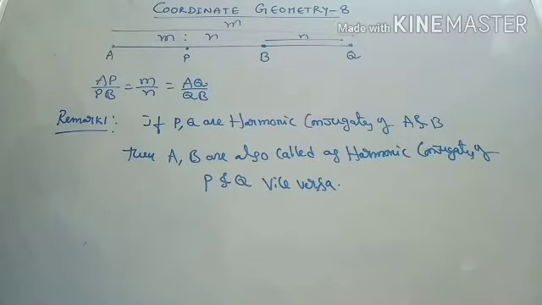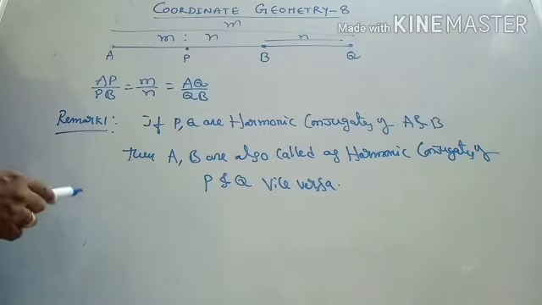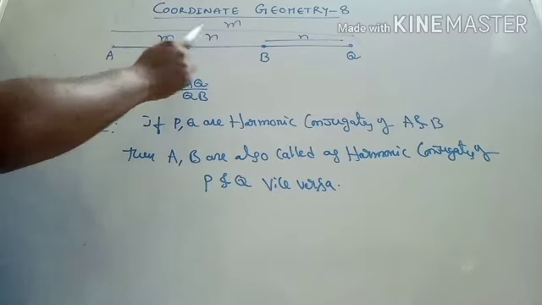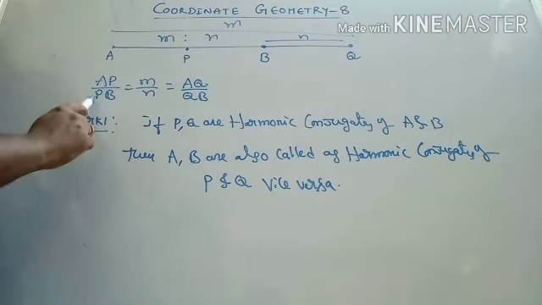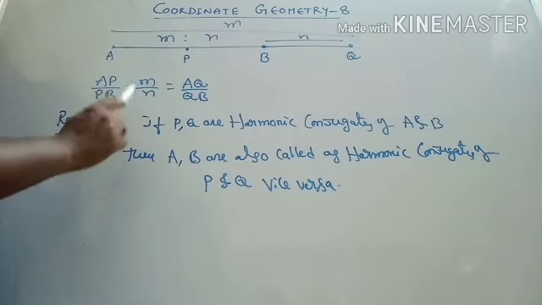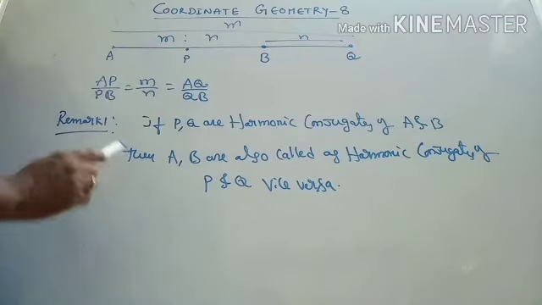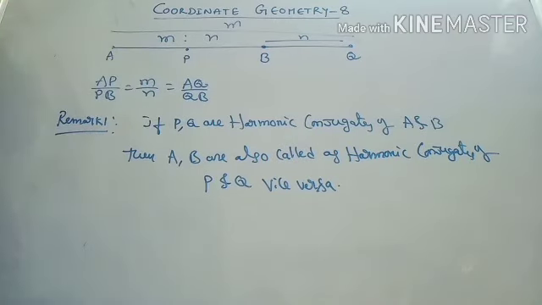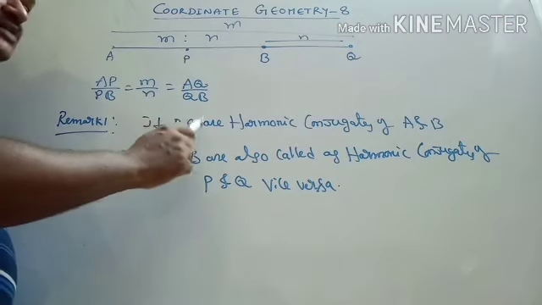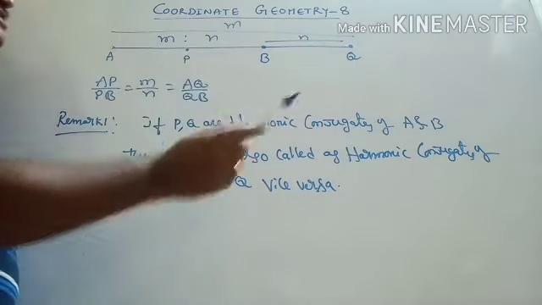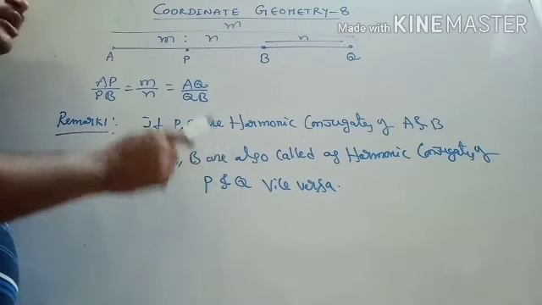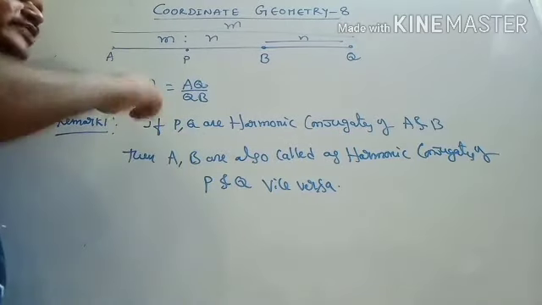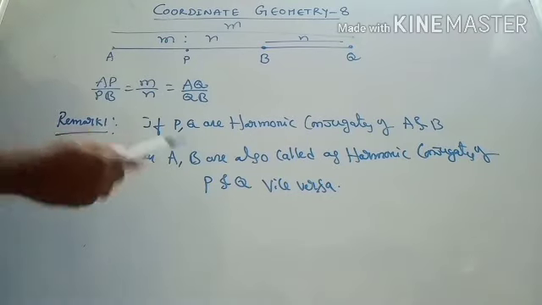Here you see, my dear students, as we have discussed this, now there is one remark we have got. Once again, if P and Q divide AB internally and externally in the ratio m is to n, that's why AP by PB equals m by n, and that equals AQ by QB. Remark 1: if P and Q are the harmonic conjugates of A and B, then A and B are also called harmonic conjugates of P and Q. They are vice versa, right?